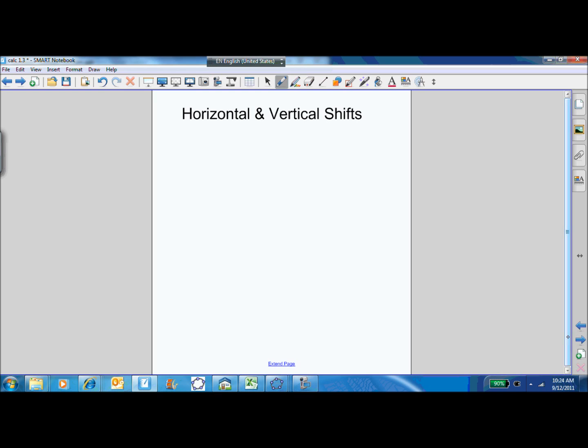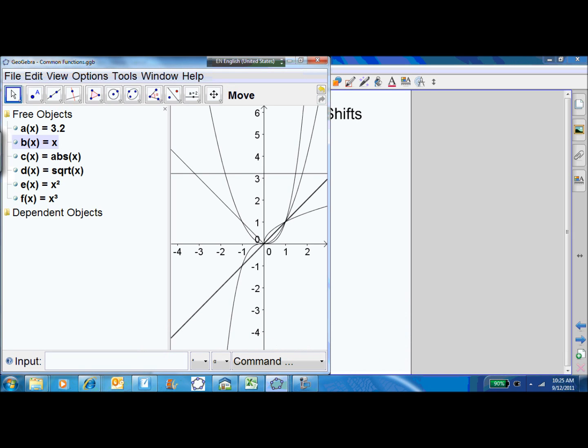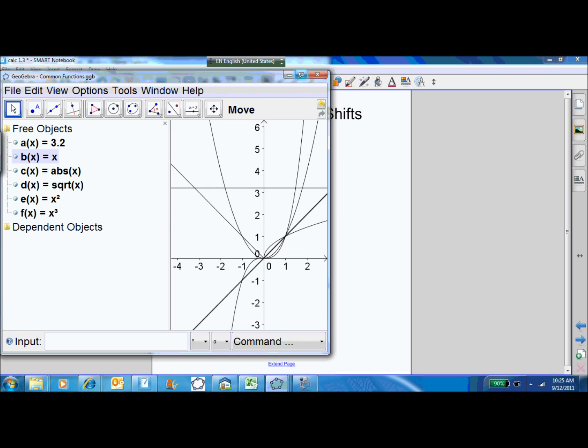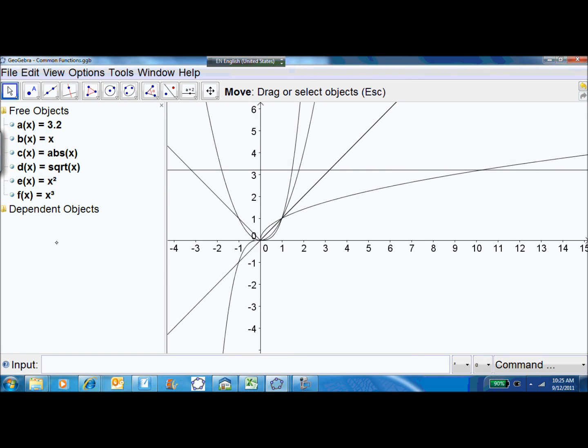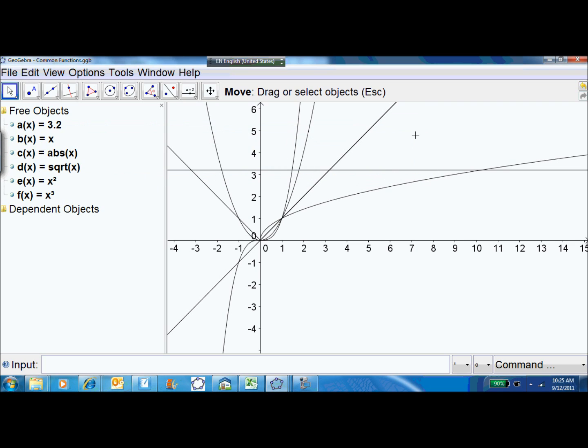Now we're going on to horizontal and vertical shifts. In this aspect, it's really important that you do some exploring with GeoGebra, and it can also help you on your assignments to see what these horizontal and vertical shifts are affected by. So call up GeoGebra, and I've done one of these already, where I have all the common functions labeled A through F, just like in our diagrams. What you can do, so you can focus on one at a time, is turn some of the other common functions off.